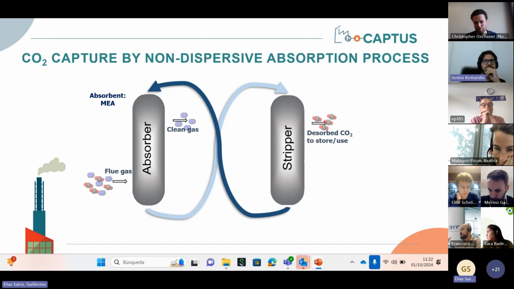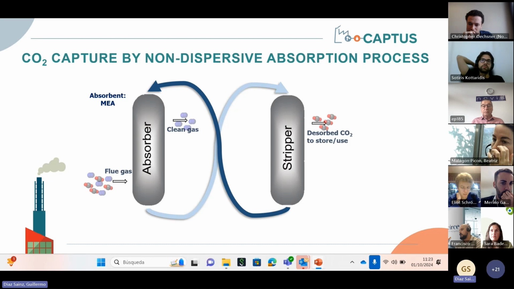In general, the absorption operates at low temperature, and once the solution has absorbed the CO2, this liquid streams to the top of a second column that is known as the desorption column or stripper. This stripper operates at high temperature, normally approximately 400 Kelvin. At this temperature, the absorbed carbon dioxide is released from the top of the column, while the regenerated solvent is recirculated back to the absorption column.